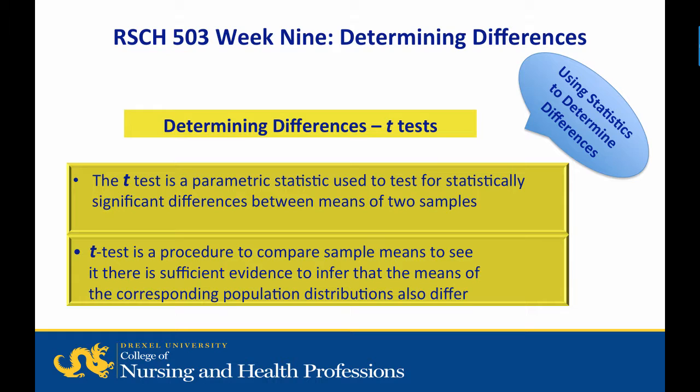A commonly used parametric statistic to test for significant differences between group means of two samples is the t-test. A t-test is a procedure used to compare sample means to determine if there is significant evidence to infer that the means of the corresponding population distributions also differ. The key word with the t-test is two. T-tests always compare two different means or values.